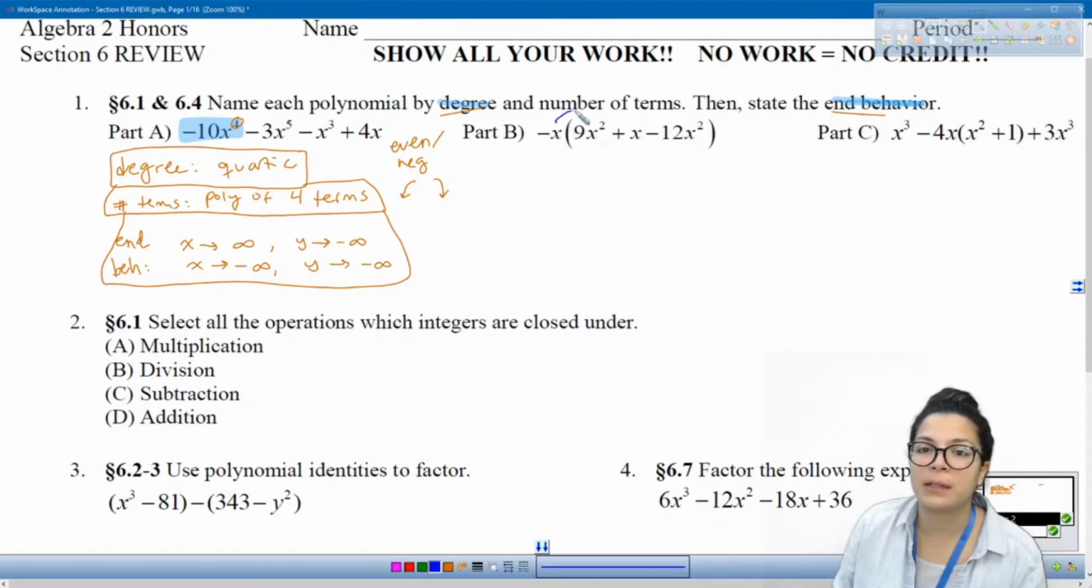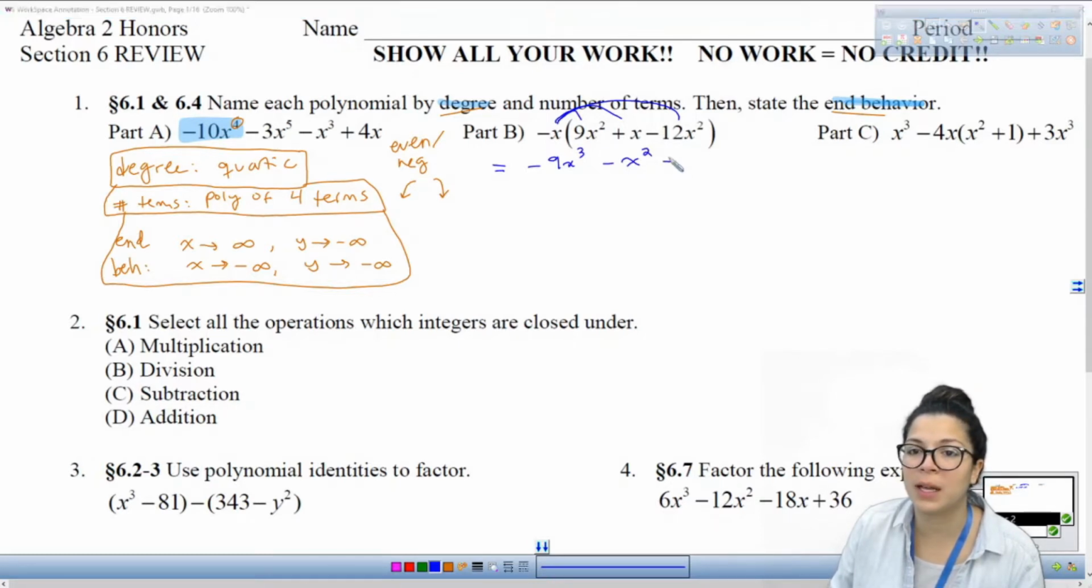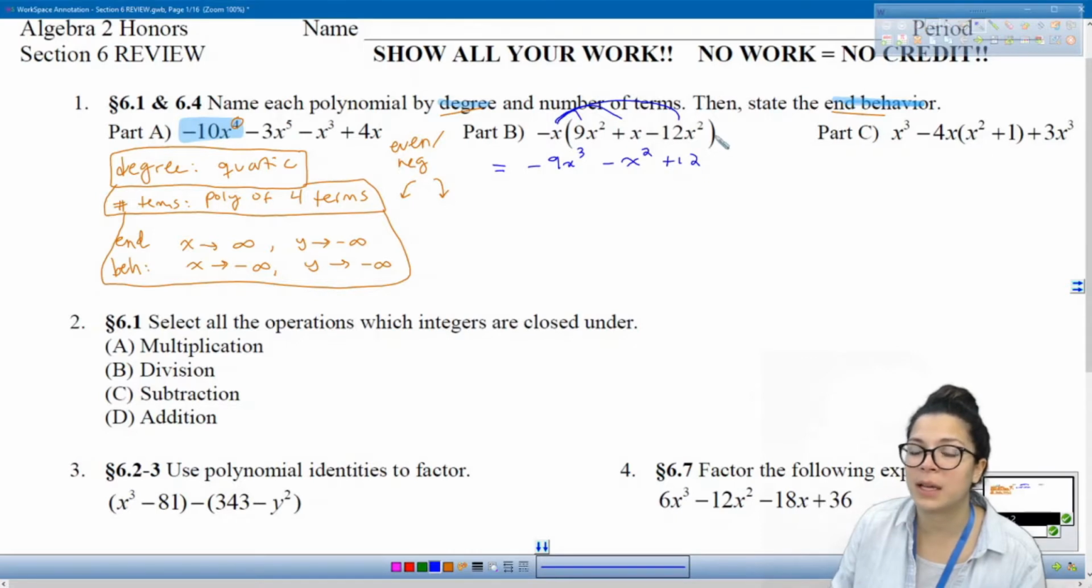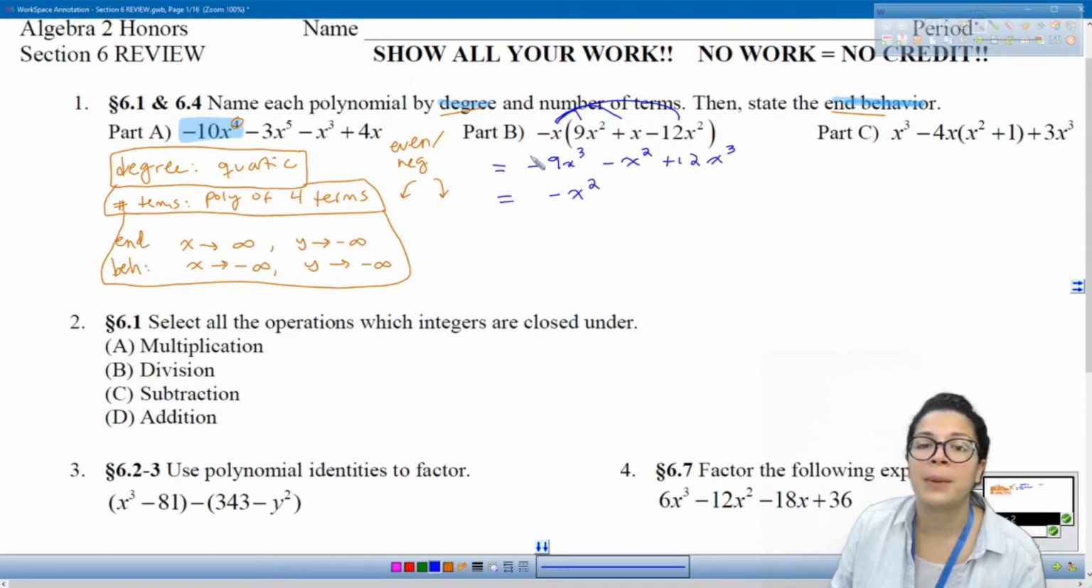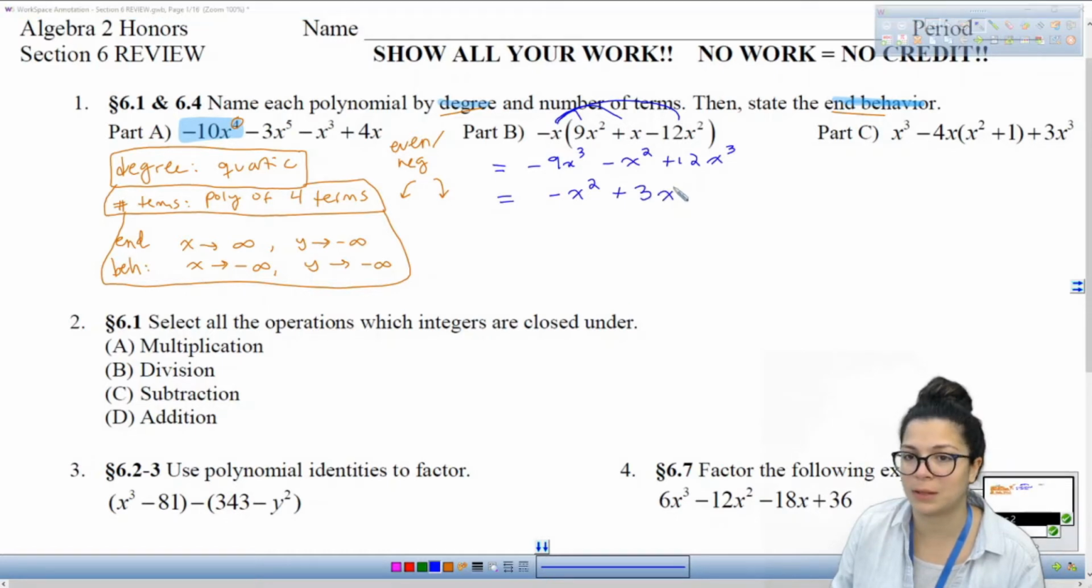So on part B, we need to distribute the negative x, because this is not simplified. Negative x times 9x squared would be negative 9x cubed. Negative x times positive x is negative x squared. And then negative x times negative 12. Negative 1 times negative 12 is positive 12x times x squared is x cubed. So now we can actually simplify further. Negative x squared we cannot simplify with anything, so I'll just write that down. But negative 9x cubed plus 12x cubed actually gives us 3x cubed.